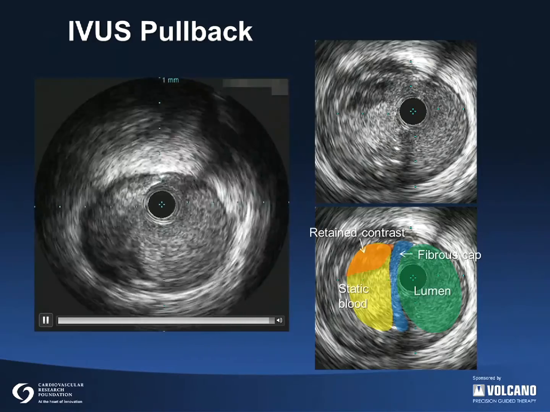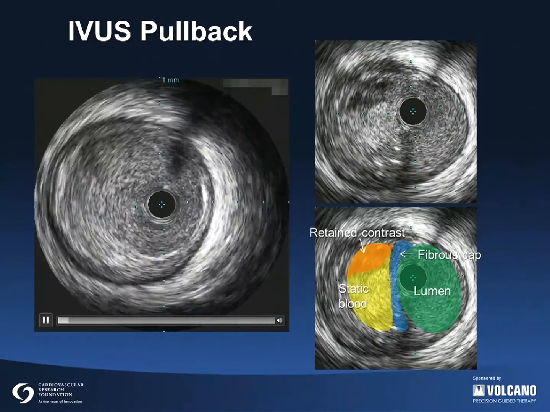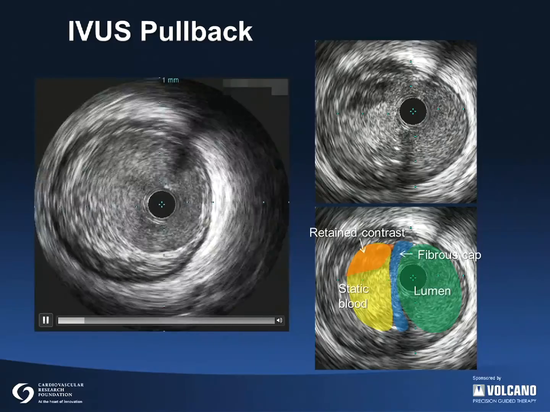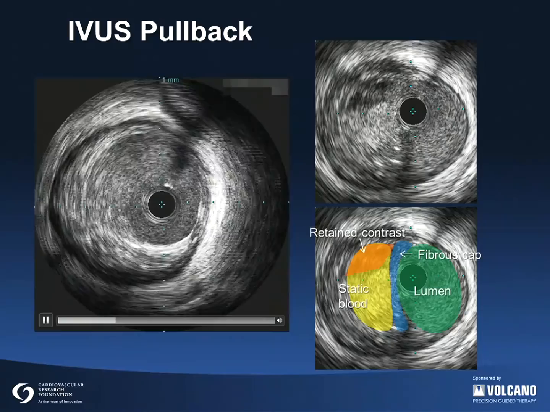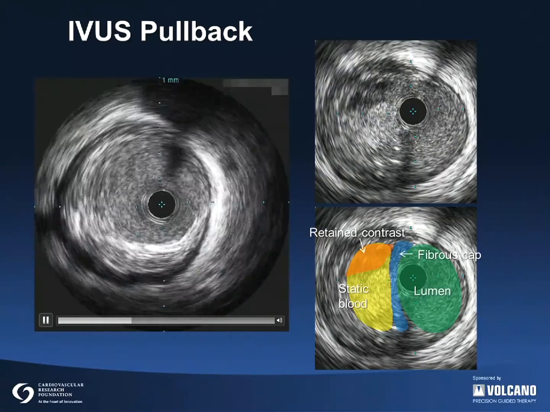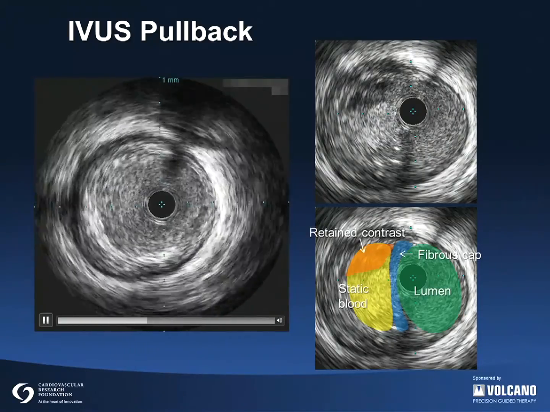The residual lumen is shown in green and the fibrous cap is shown in blue. Within the ruptured plaque cavity, there is hyperechoic static blood shown in yellow and retained contrast shown in orange.